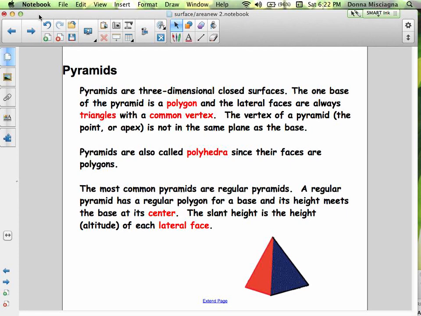The most common pyramids are regular pyramids. A regular pyramid has a regular polygon for a base, and its height meets the base at its center. The slant height is the height or altitude of each lateral face. Right? So we're not dealing with the inside measures anymore. Now when we find a surface area, our height is not going to be inside the figure, it's going to be outside the figure, and it's going to be the slant height.